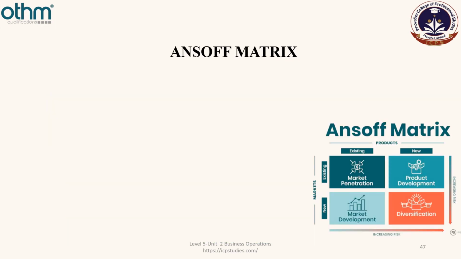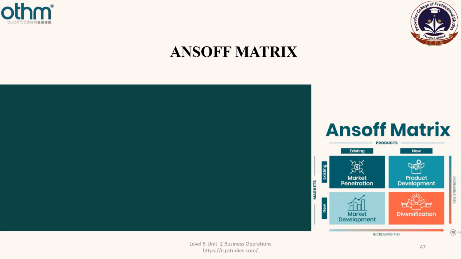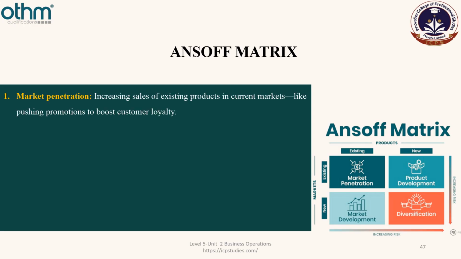Now we have another model to analyze the external environment of the business called the Ansoff matrix. The Ansoff matrix basically has a total of four components. The first one is market penetration, second is product development, third is market development, and fourth is diversification. So you can see in this matrix that here are the product, here are the market. Now I will explain these components one by one to make this matrix easier for you. So the first one is market penetration.